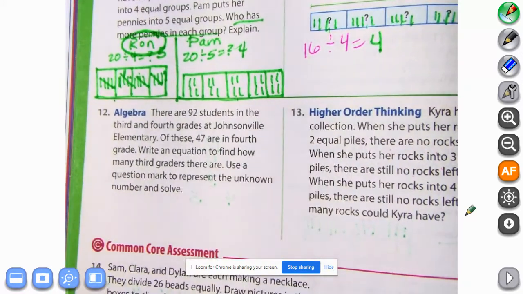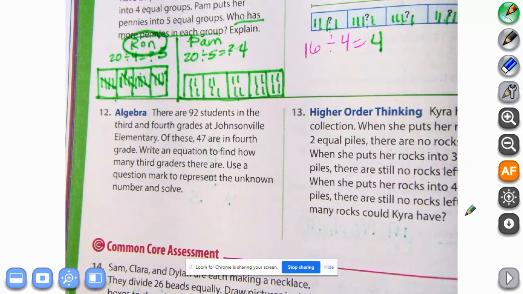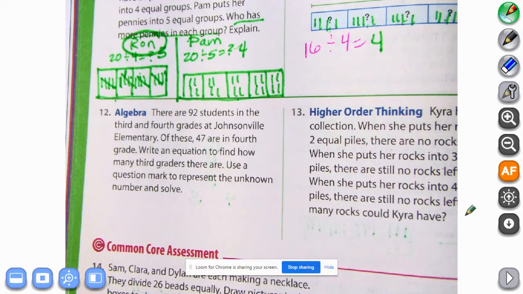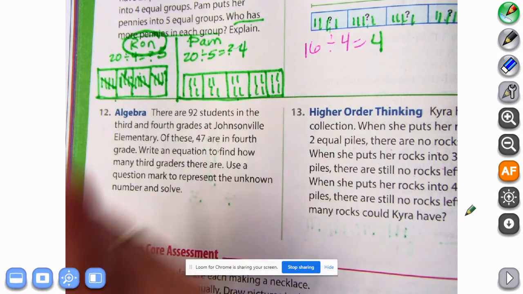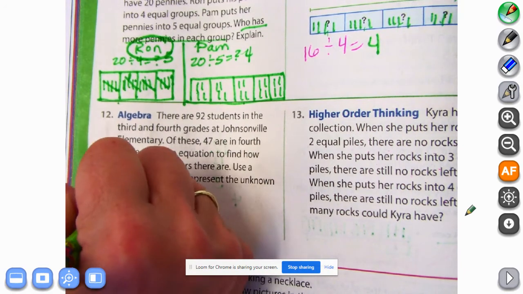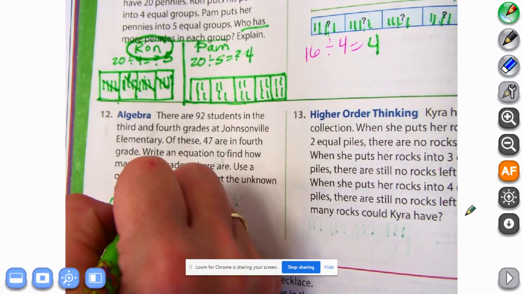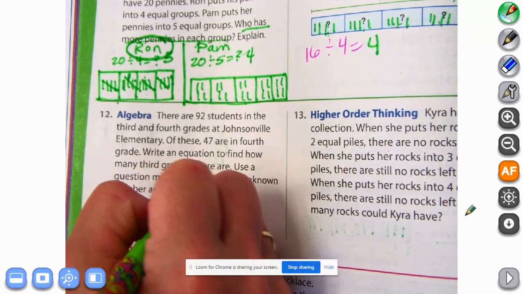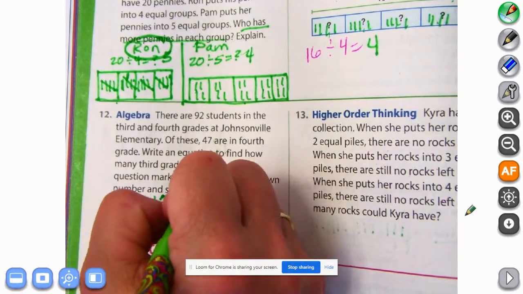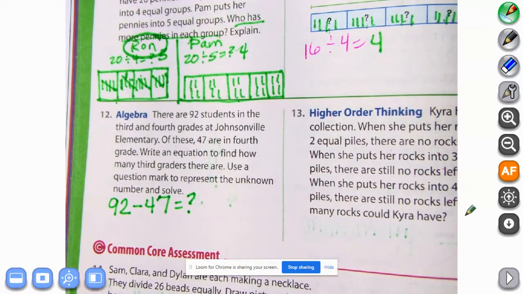Okay. Number 12. There are 92 students in the 3rd and 4th grades at Johnsonville Elementary. Of these, 47 are in 4th grade. Write an equation to find how many 3rd graders there are. Use a question mark to represent the unknown number and then solve. Okay, so we have 92 students altogether. And so we have 47 of them are 4th graders, and we don't know how many are 3rd graders. So that's our question mark.